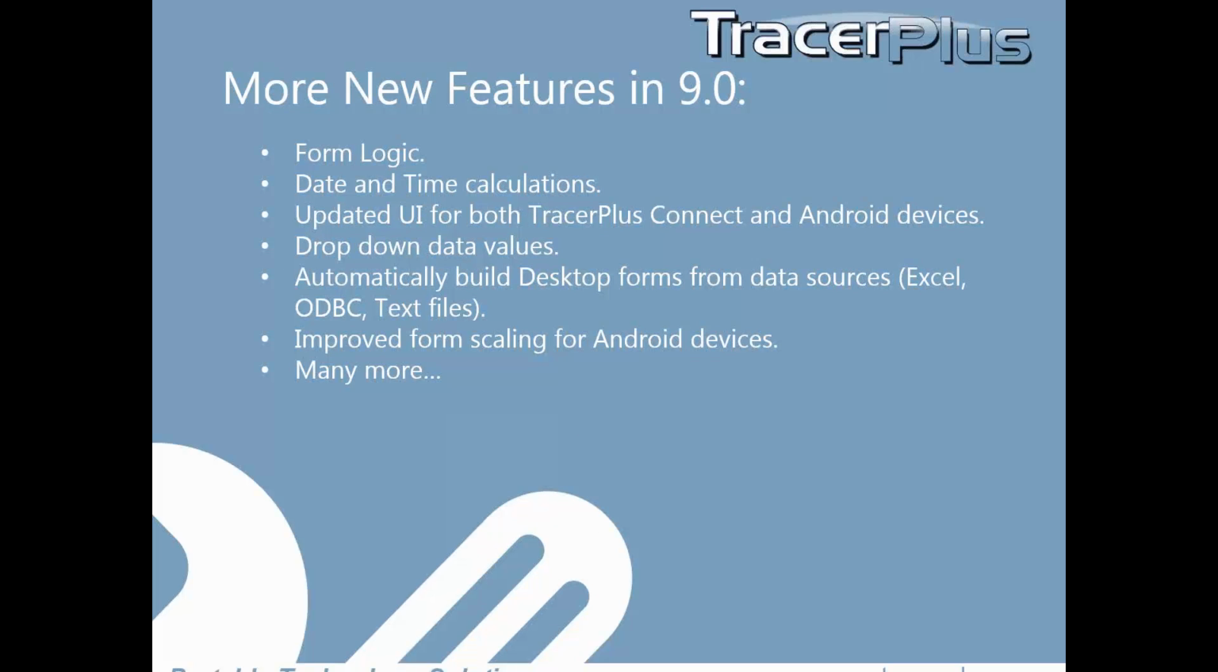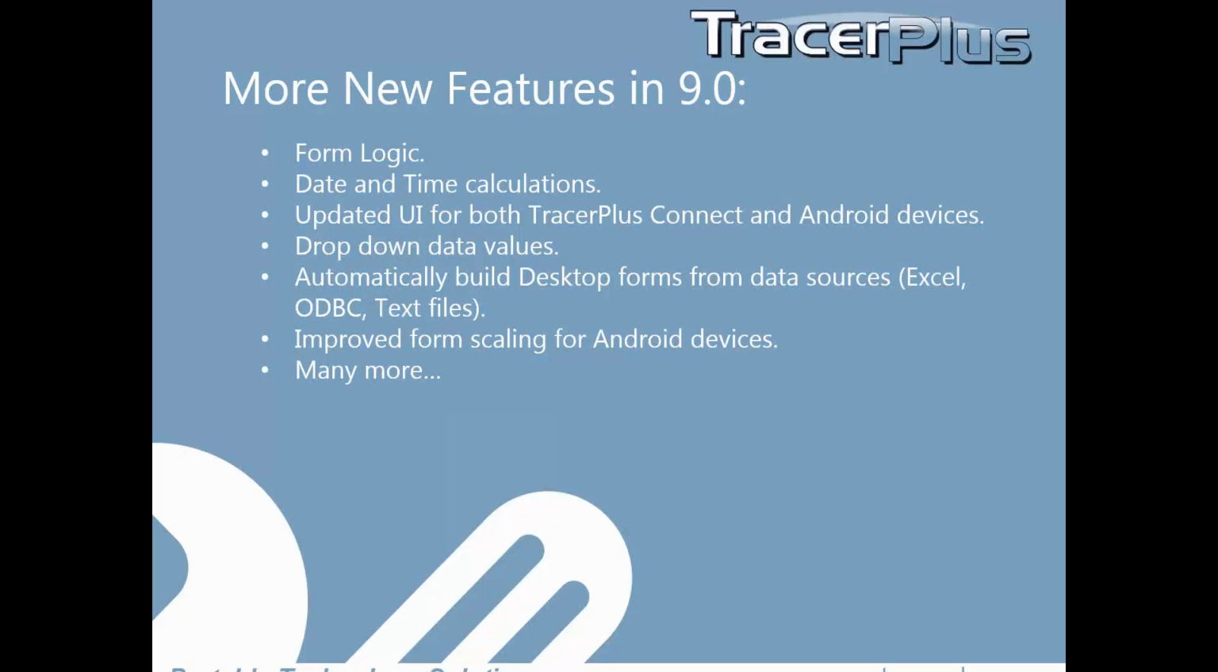But we also have date and time calculations, so you can now use 2 date and time fields on your form to either add days together, so you can calculate maybe an expiration date or some date in the future, and you can also subtract 2 dates from each other to get an elapsed time. So a lot of people have been requesting that for check-in, check-out types of applications. That's one of the new bigger features available within TracerPlus 9.0.